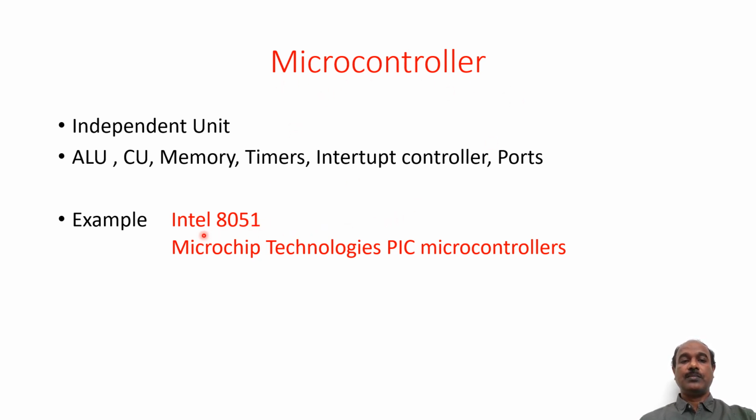Already we have studied one of the microcontrollers in your 4th semester, that is Intel 8051. Okay, this is one of the very good microcontrollers. You can use it for controlling your embedded systems. Okay, the other one is something called PIC microcontrollers. So the Microchip Technologies company manufactures one more kind of microcontrollers. They are called PIC microcontrollers. So you can use these PIC microcontrollers also for controlling your embedded systems.